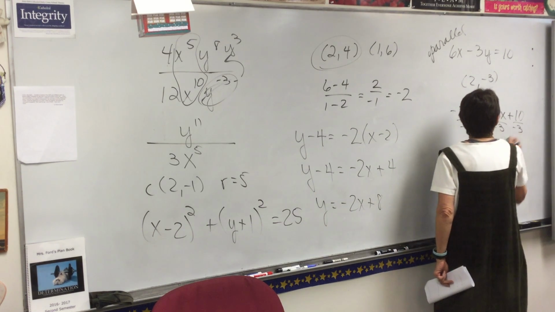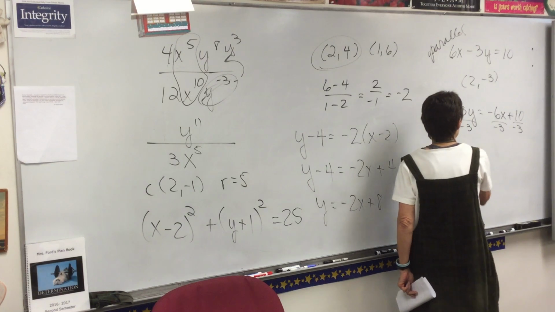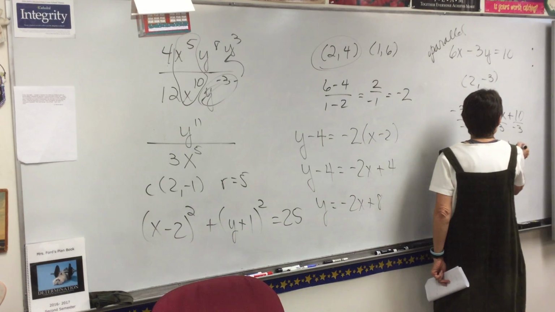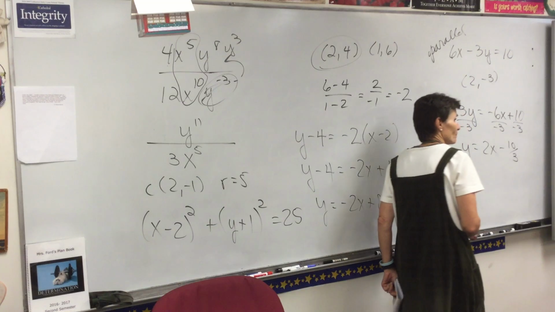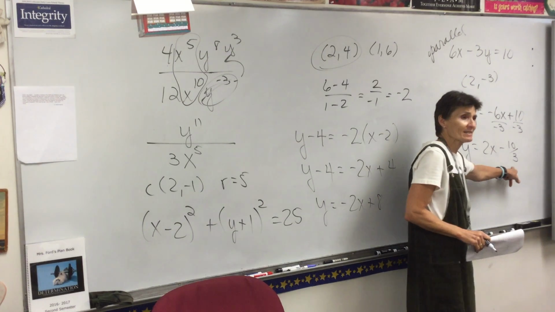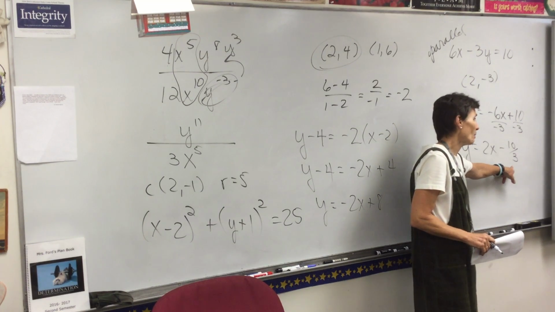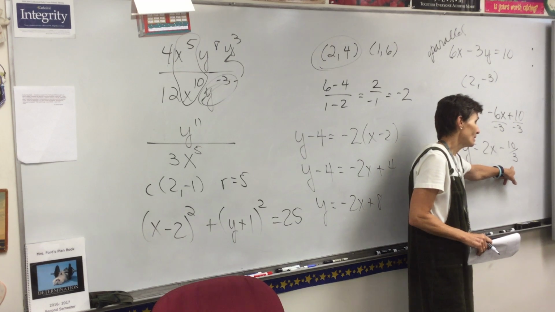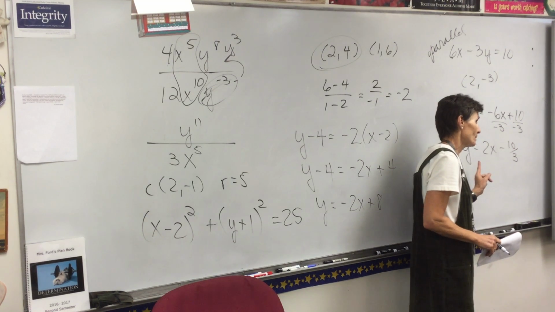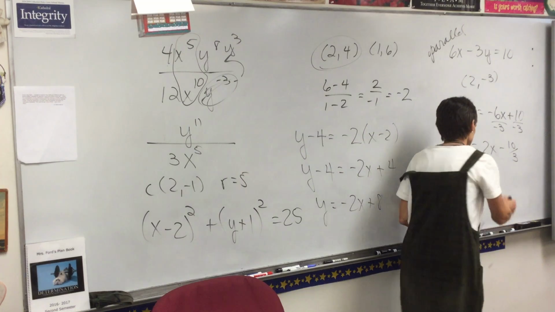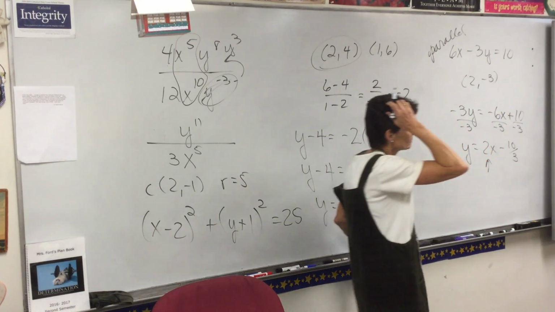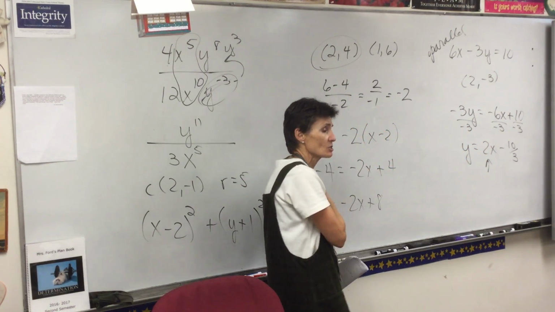Yeah. So I'm going to get y alone. So I move over my 6x, and now I'm dividing. So I got 2x minus 10/3. Now I'm not worried about that 10/3 because that's not the part of the equation I care about. What did I do this for? To find the slope. And this is the slope. That's all I care about, is the slope.